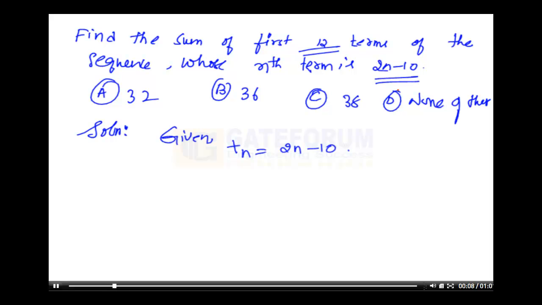2n minus 10. Now, the nth term, that is Tn, is given as 2n minus 10. We have to find the sum to 12 terms, that is S12.